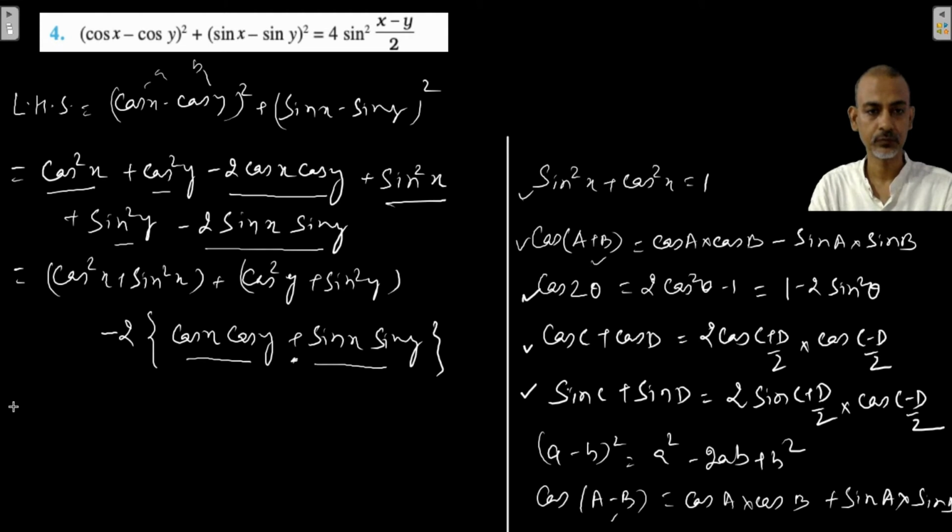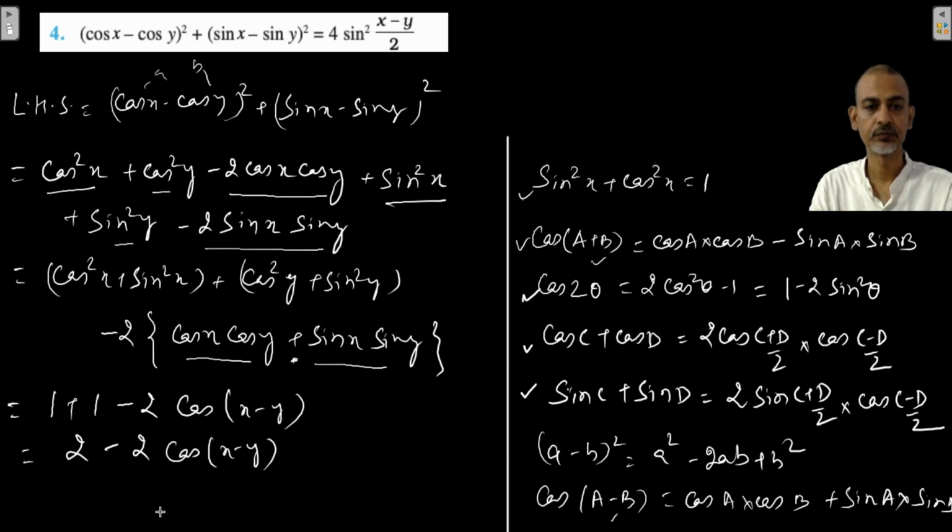Alright. So now this has become 1, and this has also become 1. Now I just mentioned this is the formula of cos a minus b, or cos of x minus y. So now I have got 2 minus 2 cos of x minus y. Alright. Now let's take 2 common. What do we have then? 2 times (1 minus cos of x minus y).